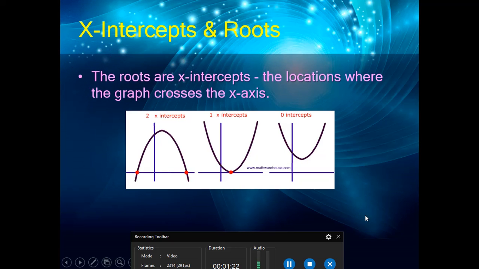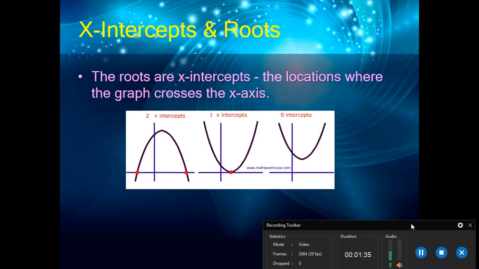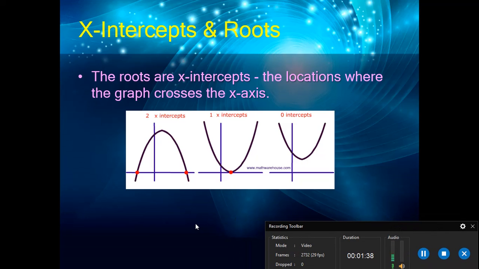When you graph a quadratic equation, the solution set or the roots that you obtain are really x-intercepts. These are the locations where your graph would cross the x-axis. We have 3 different options that are possible when we factor or when we graph. The first option is if I were to factor a quadratic and get 2 factors or 2 roots. That means when I graph the quadratic equation, I'm going to have 2 locations where the graph crosses the x-axis. So I have 2 real roots.